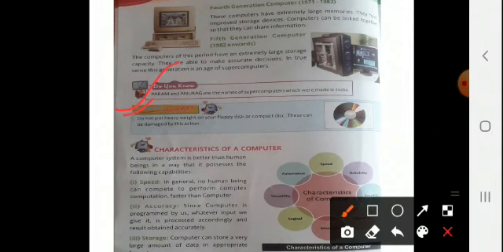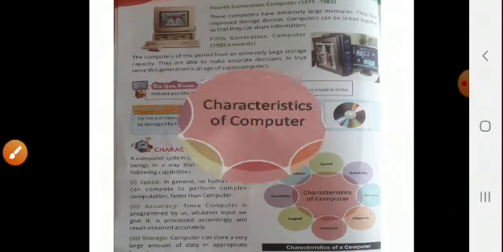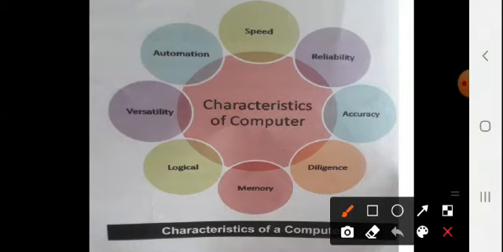Now understood? Now coming towards the categories of a computer. So you can see, you will get from this. First of all, a computer system is better than human beings. We know very well. But how? The question comes in the mind, how? In a way that it possesses the following capabilities.